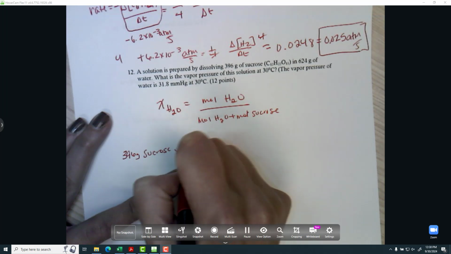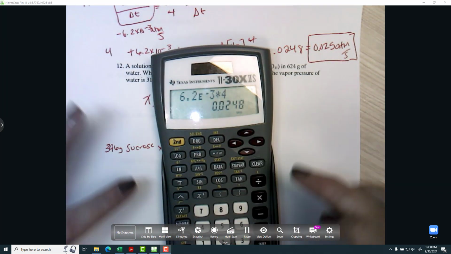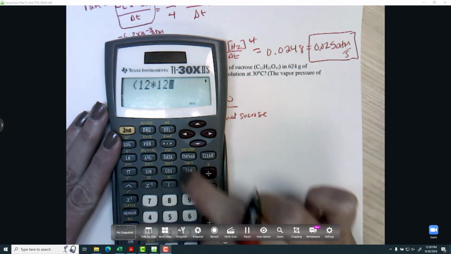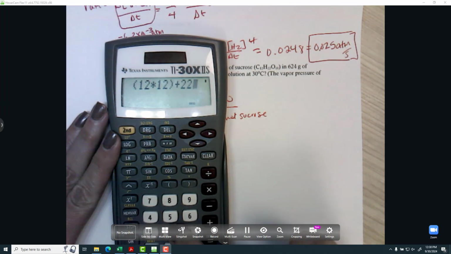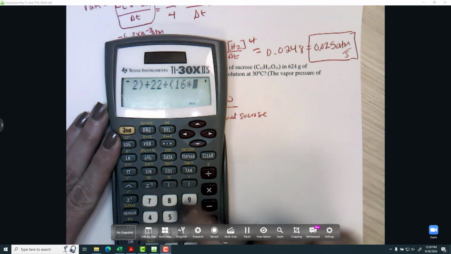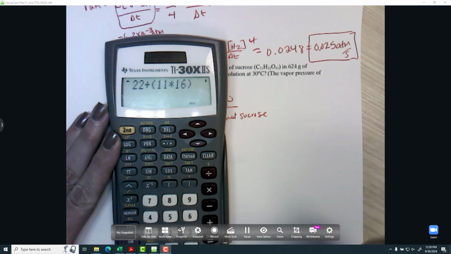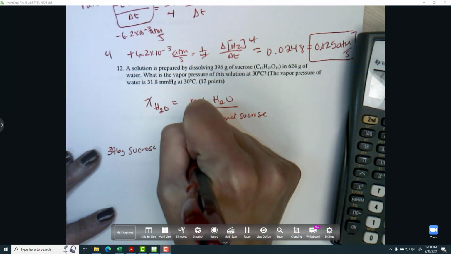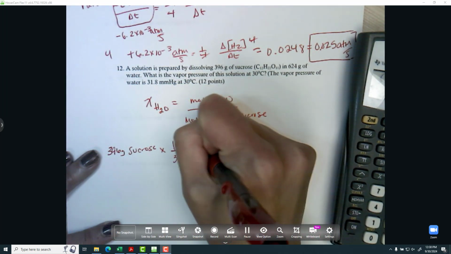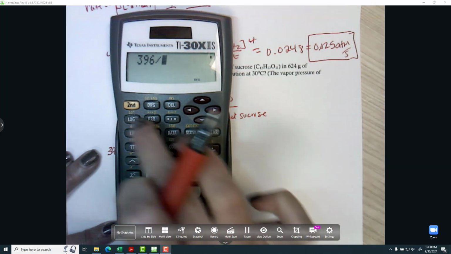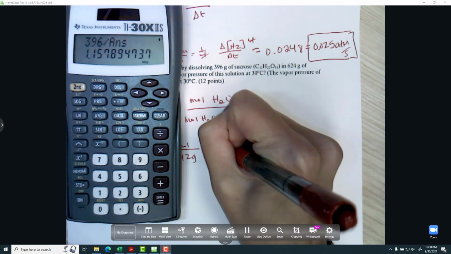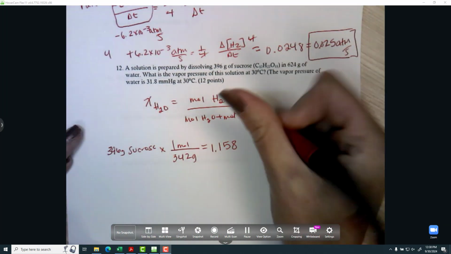So for sucrose, I'll need my calculator. I've got 12 carbons, so 12 times 12, 22 hydrogens, which is 1 each, and 11 times 16 for my 11 oxygens. And I get 342 for the molar mass. I'll divide to cancel my grams, and I find out that 396 divided by 342 is 1.158 moles of sucrose.